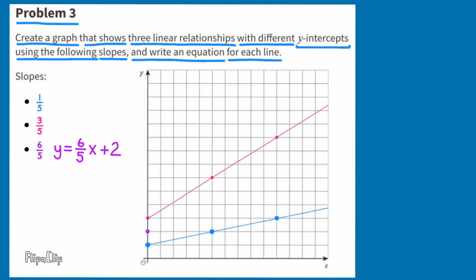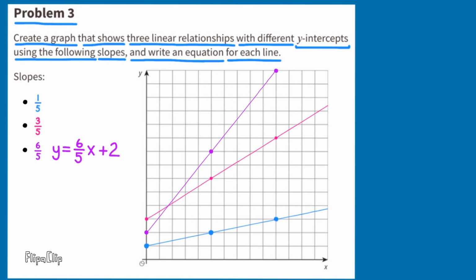Let's add some points to this graph by going up 6 and over 5. There's a location of another point. Let's go up 6 and over 5. And there's our third point. Now here's a look at a line that has a slope of 6 over 5.